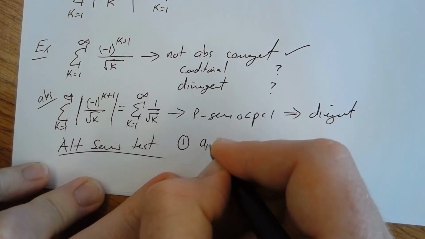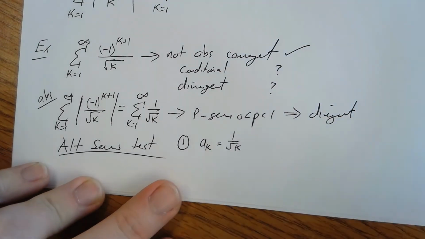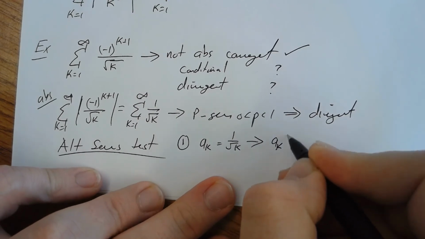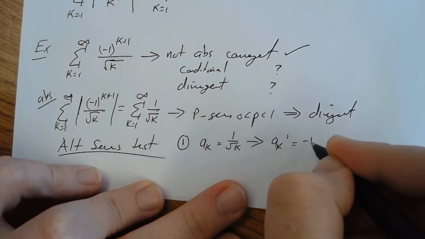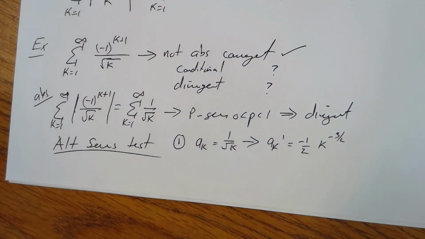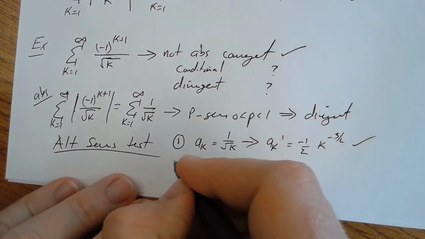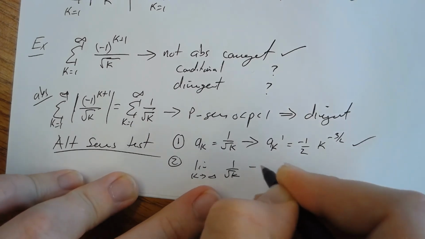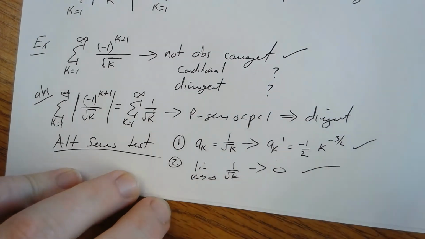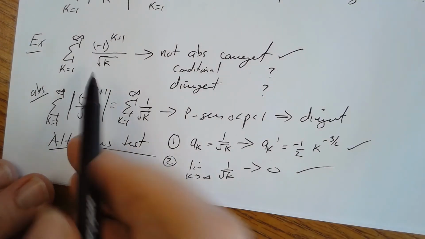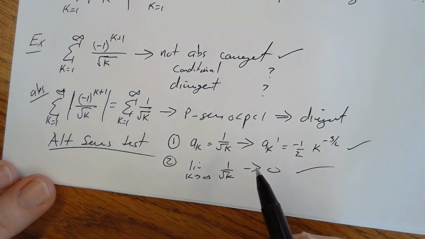1 is a sub k equal to 1 over the square root of k, and I want to make sure that it's always non-increasing. So a sub k prime is going to be something like -1/2 k to the -3/2, because we drop down the power and subtract 1 from the power. It is always non-increasing. Number 2, we take the limit as k goes to infinity of 1 over the square root of k, which is equal to 0. That's the second piece that's identified. So I can conclude that this is an alternating series, and the test proves that it's convergent.